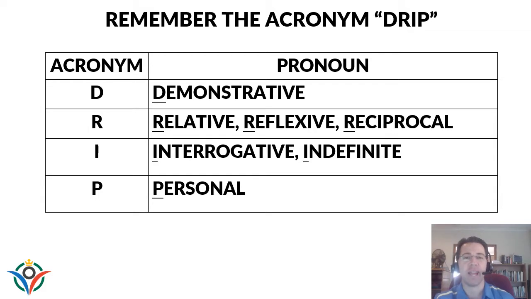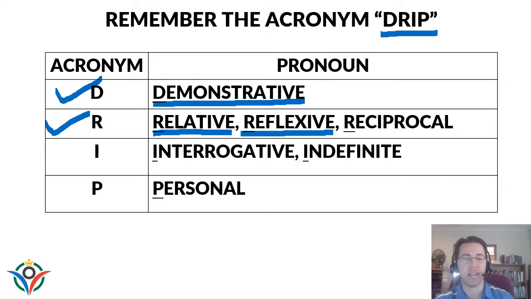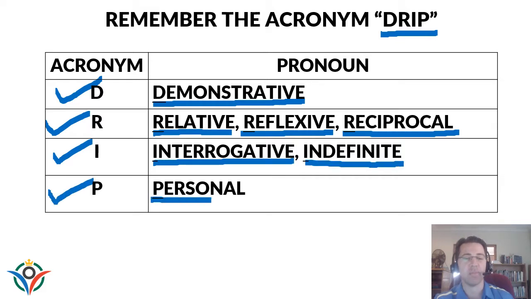And a really helpful acronym to help you to remember the different pronouns is the acronym DRIP, where D stands for the demonstrative pronoun, R stands for the relative, reflexive, and reciprocal pronouns, I stands for the interrogative and indefinite pronouns, and P stands for the personal pronoun. So if you can remember this acronym, it'll help you to navigate your way through the various pronouns that we've learned in this course so far.